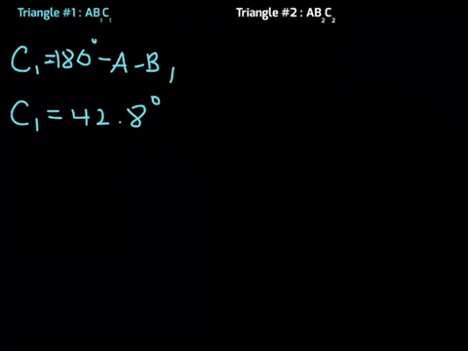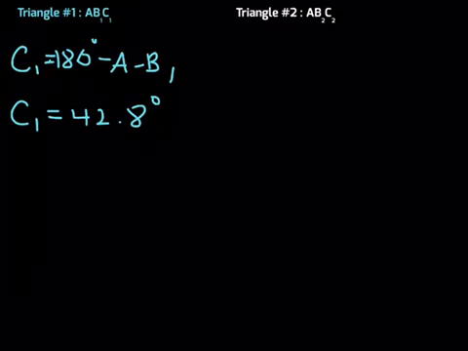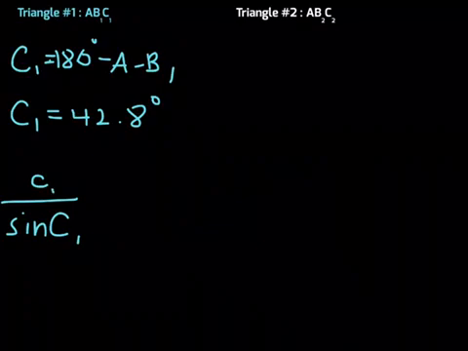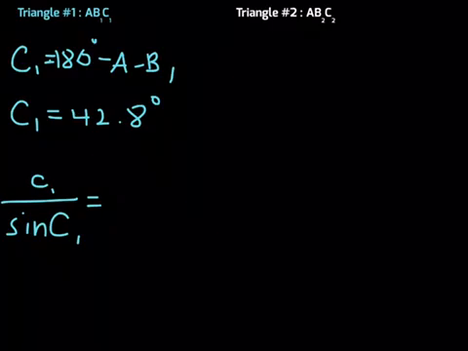Okay, so we have all three angle measures. Now, side A was given, side B was given. The only side that's missing now is side C, and we can use the law of sines to find it. So C over sine of angle C sub 1, I guess we should call the C sub 1 as well, like that, will be equal to, now let's use given information, side A over sine of angle A, like that.